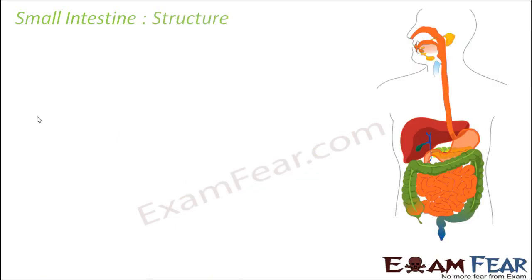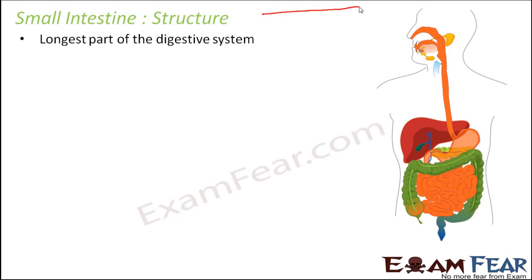So let us talk about the structure of the small intestine. It is the longest part of the digestive system. However, it doesn't appear to be so, because it is coiled. If you have a wire and you keep it straight, you can actually feel how long it is. But if you take the same length of wire and coil it, it will just occupy this much space. So it will look short, but actually it is quite long.